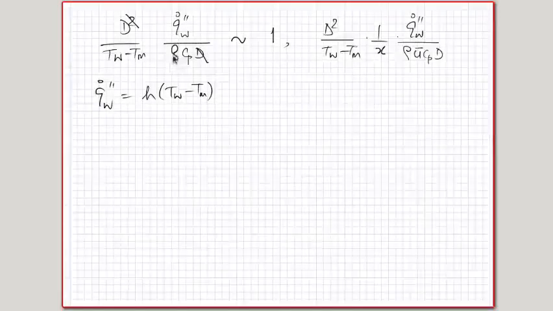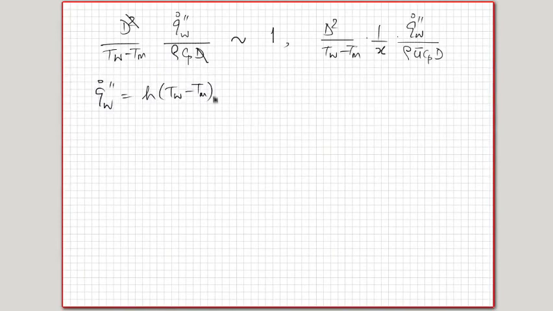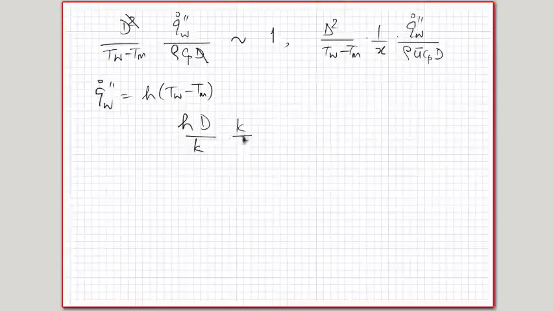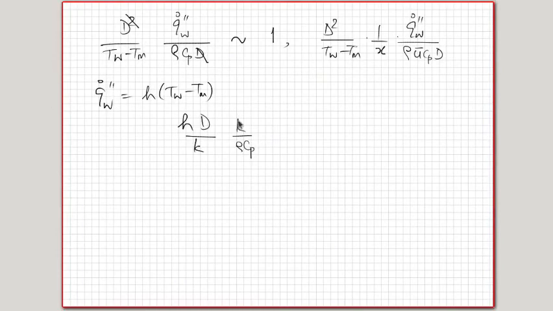Okay, so there is this rho Cp, and I multiply and divide by K. So then what do I get? I get H, because Q wall by T wall minus Tm is H, and multiply and divide by K. So I get HD by K into K by rho Cp. Okay, this is of the order of 1.